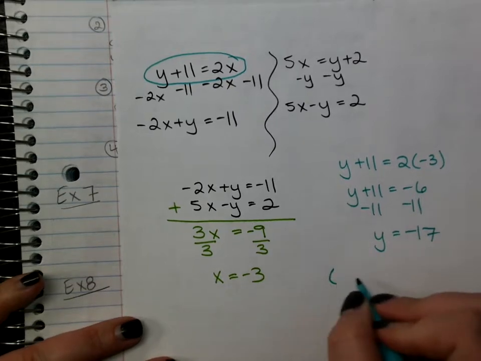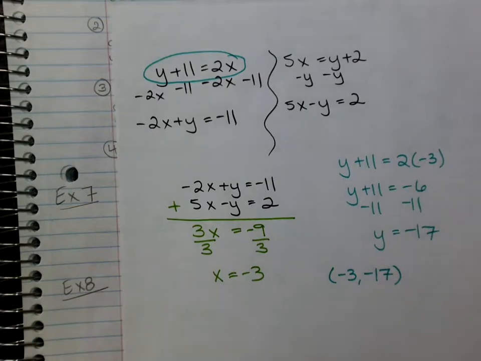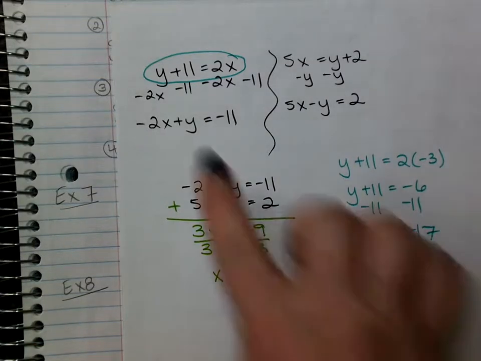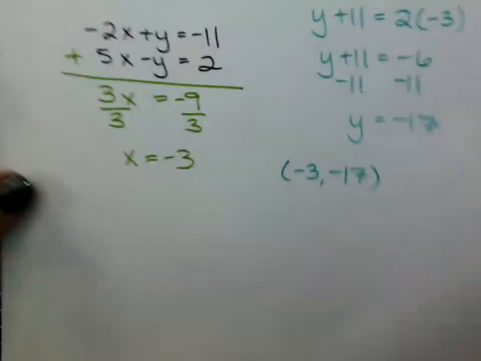Alright, so we're going to put these together as an ordered pair. Negative 3, negative 17. And if you plug those into the originals, that should give you the correct answer for both equations. Alright, let's look at one more.